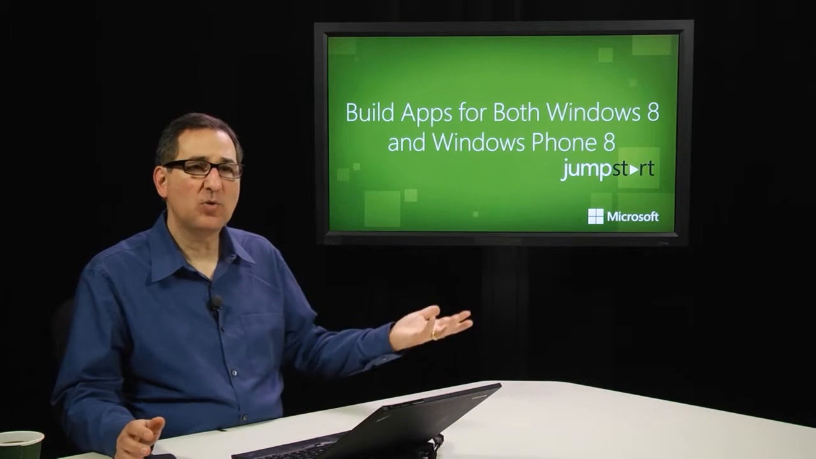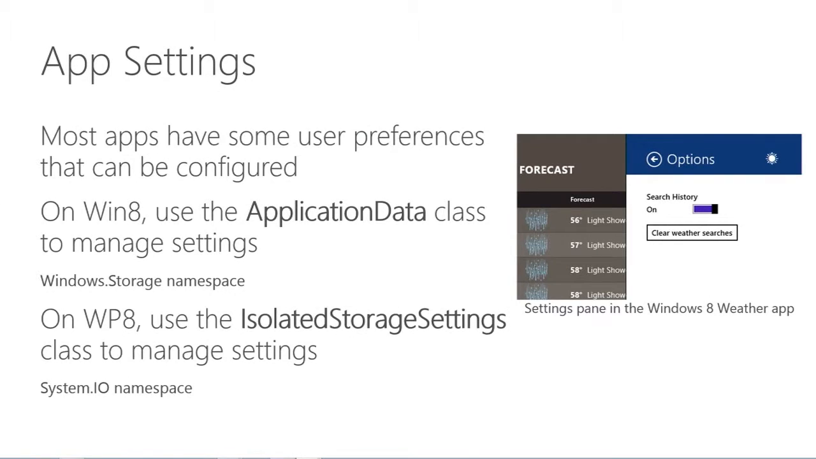So we talked about local storage earlier. One other thing that's also important is app settings. There are contracts for settings, but there is also a place where you want to store your settings. And unfortunately, there is no overlap between Windows 8 and Windows Phone in terms of how you do that.